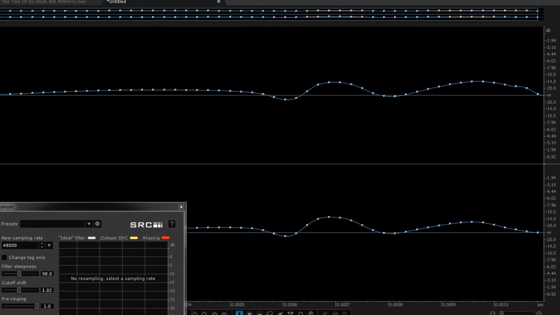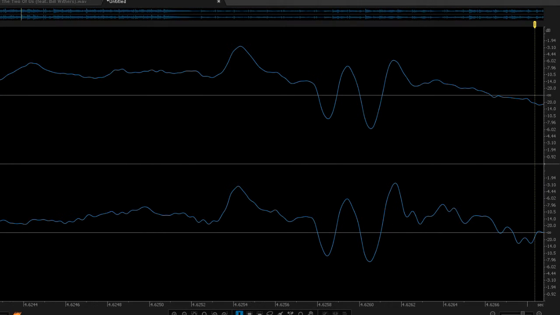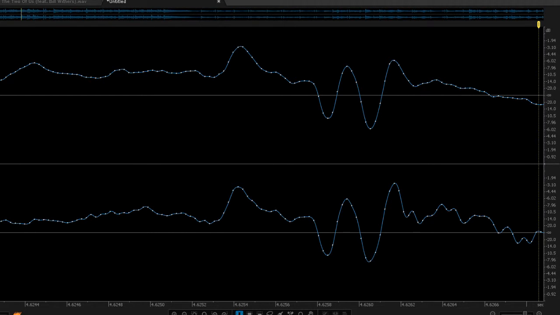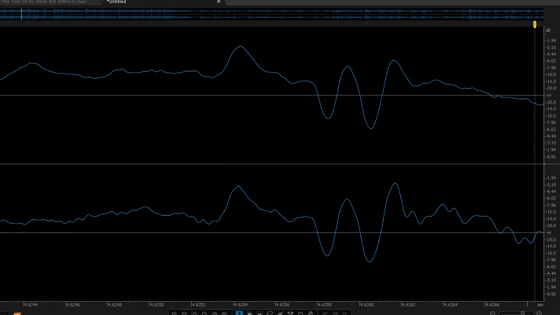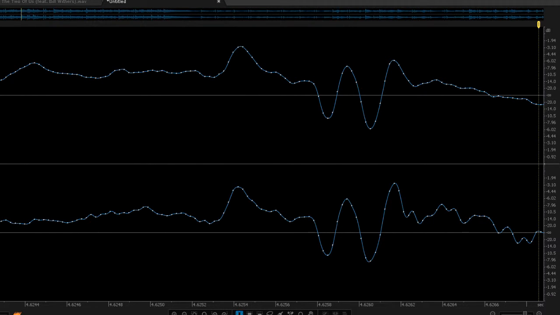Most of the time it's not something you can hear, but you can see that it will be important when you get to the 0 level. When you go from 96 to 44.1, the intersample peaks, what they're called, will be able to be raised just by the fact of resampling. So that's another reason not to go to 0.